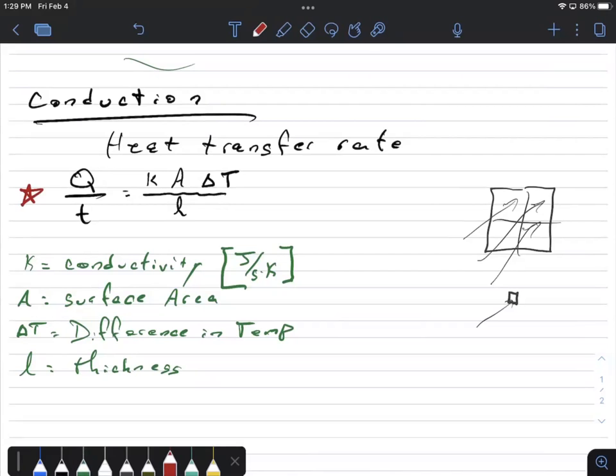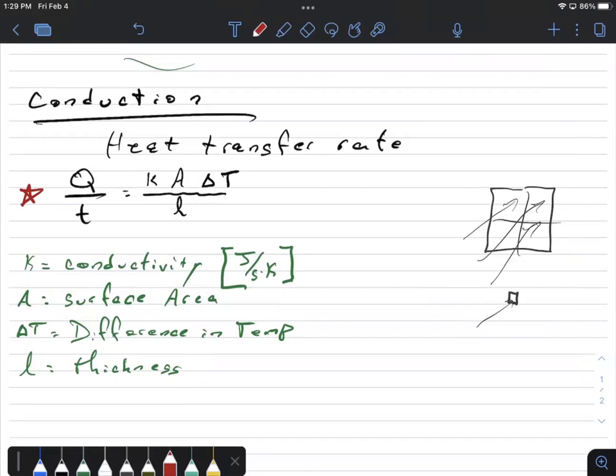For conduction, the amount of heat that flows per second, the heat transfer rate, is given by the conductivity, how easily does the heat flow, times the surface area of the material you're trying to pass the energy through. A bigger piece of material, more spaces for energy to try to get through.